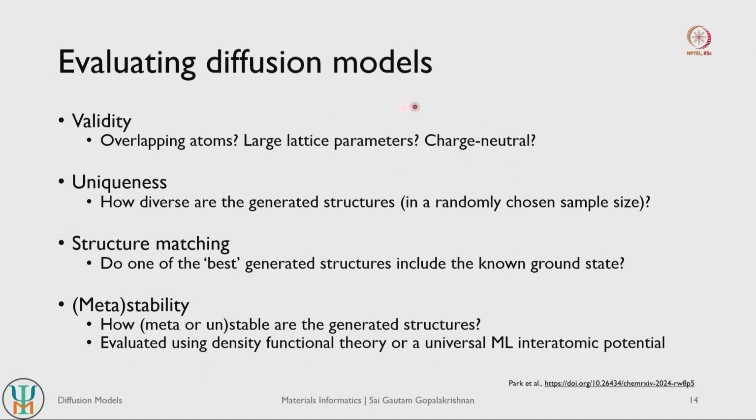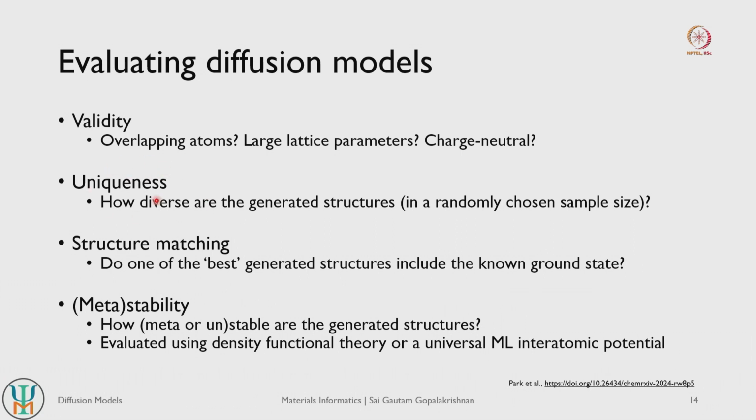And the other very important thing is whether the structures are charge neutral, right. This is especially true for ionic compounds. So let us say you take the case of sodium chloride for example. If a diffusion model generates a structure for sodium chloride, it should have the same number of sodium as that of chlorine. Now if you have an excess number of sodium, then the structure is not charge neutral, there is excess positive charge. So one should note, especially for ionic compounds, whether the generated structures are charge neutral in nature.